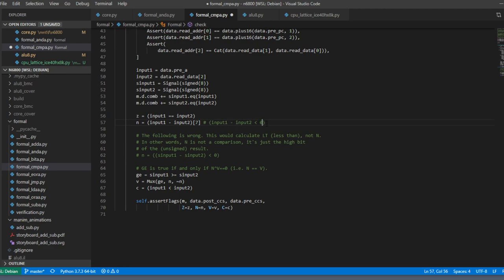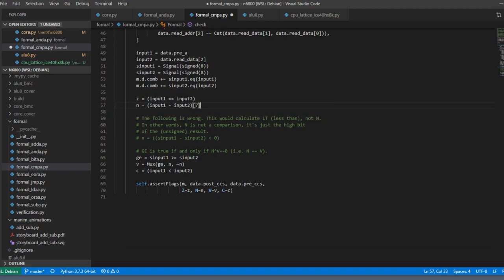So two unsigned signals will never be less than zero, no matter what you do to them. So instead, this is what I did. And it's basically the same thing for formal verification with subtraction. It's just input one minus input two, and then you just take the high bit. Okay, so that's N.